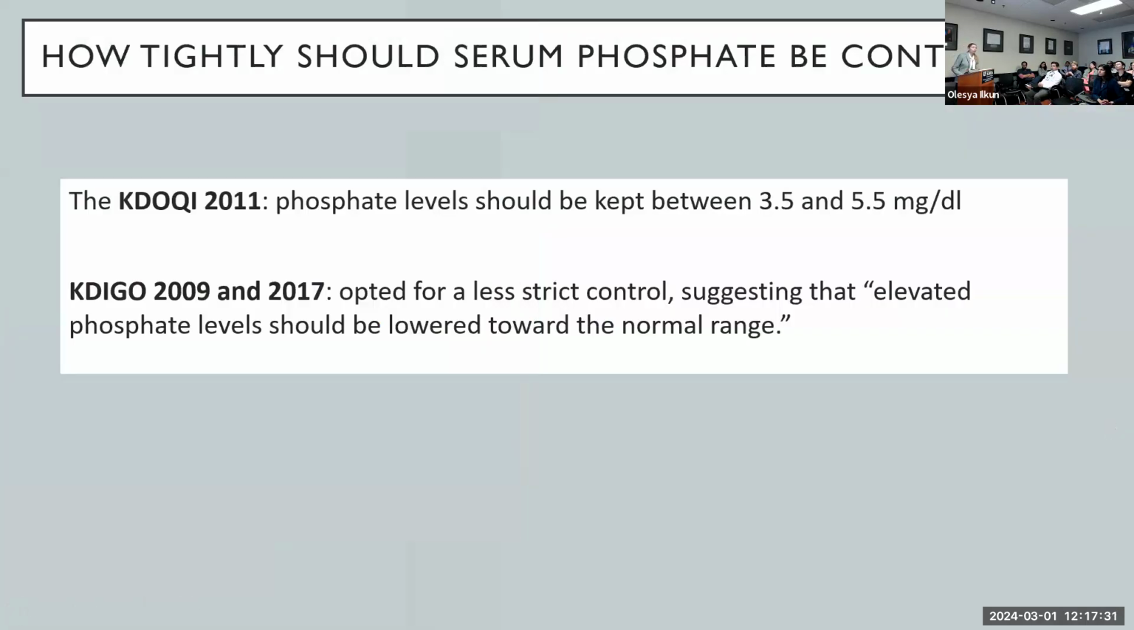Perfect. So how tightly should we control phosphate in dialysis, pre-dialysis, all patients? KDOQI in 2011 was saying that phosphate levels should be kept between 3.5 and 5.5. KDIGO in 2009 and especially in 2017 has softened their approach. They say it should be lowered towards the normal level. There are no specifics necessarily, but that is a goal. Get closer to normal. We don't want to be too low, of course, for safety reasons, yet we don't want to be too high.